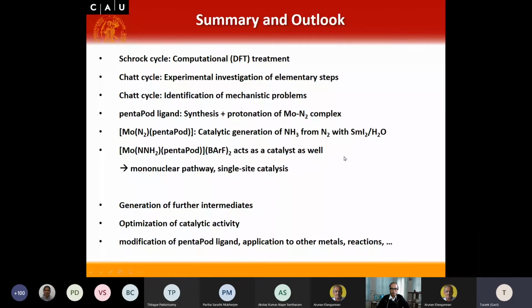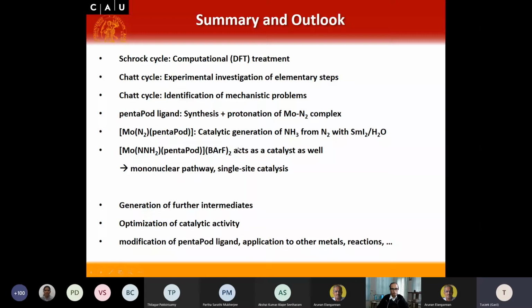I want to summarize. I first showed you the Schrock cycle. Then we went to the Chatt cycle. We identified mechanistic problems. We made this pentapod ligand, the derived complex serves as a catalyst for the generation of ammonia from N2. And we believe it follows a mononuclear pathway.